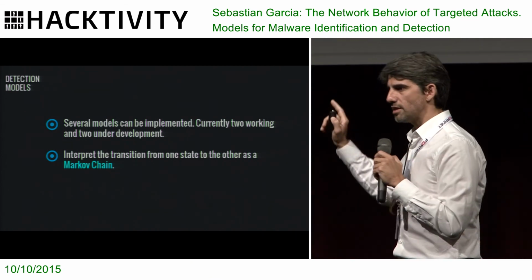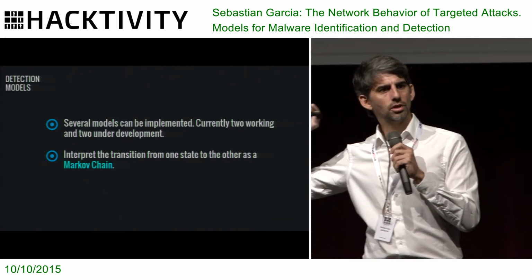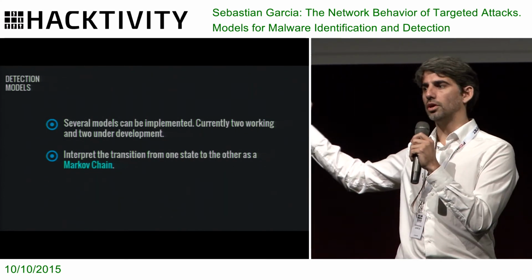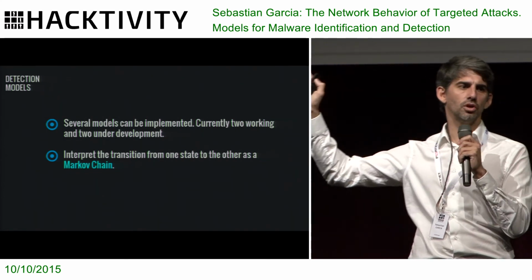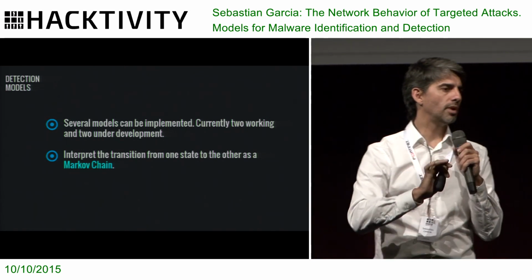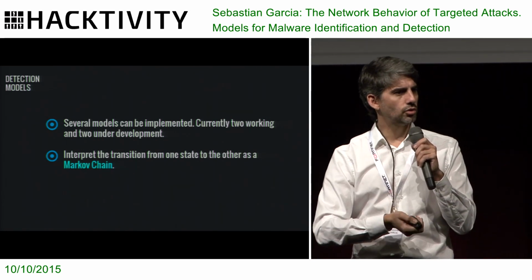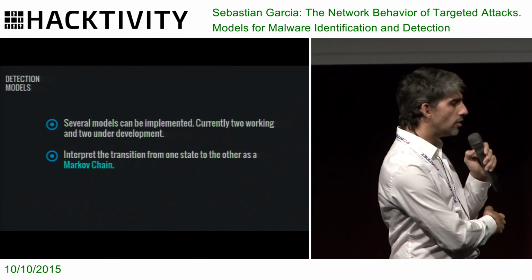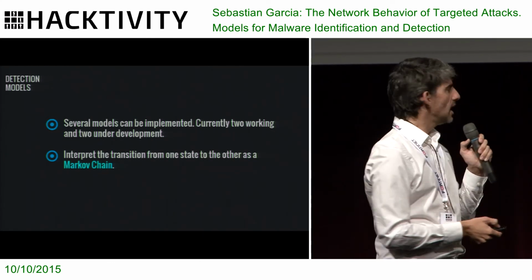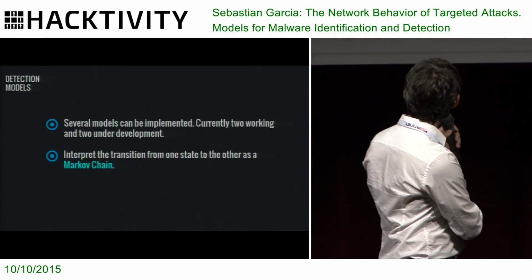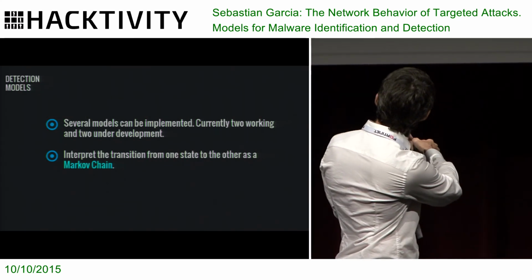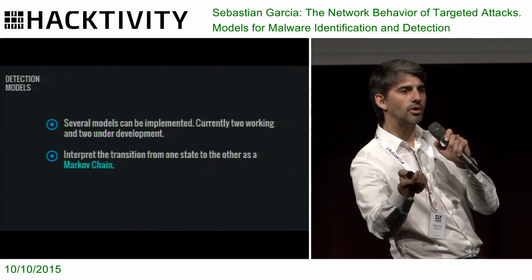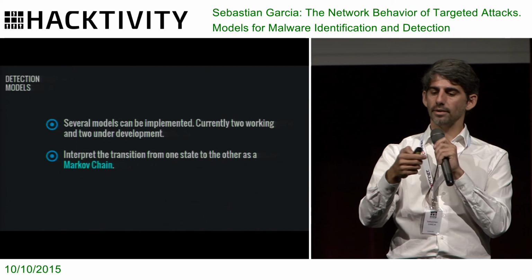Okay, so this is the first part. You remember that this association, the letters, is how you look at the models. We are not doing detection in here. So far, no fancy machine learning. So now that we want to implement this for detection, how are we going to do that? The Stratosphere project is now implementing 2 models and 2 more are being worked on. I will talk about the first one, that is the interpretation of the transition from one letter to the other letter as a Markov chain, okay?